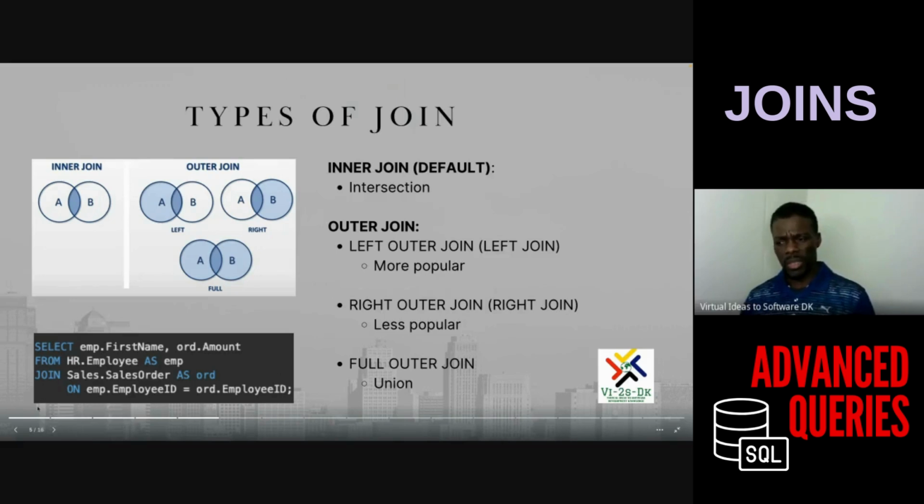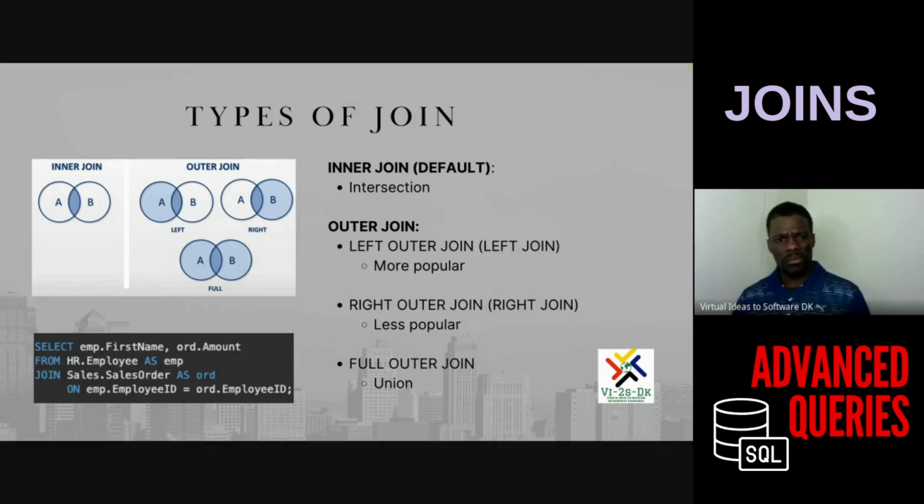A full outer join is just a union. You're pulling everything together. So it doesn't really get used often as well. But there are some cases where you might need to just get all the data and look at it in one go. Okay. So the most popular is the left outer join.